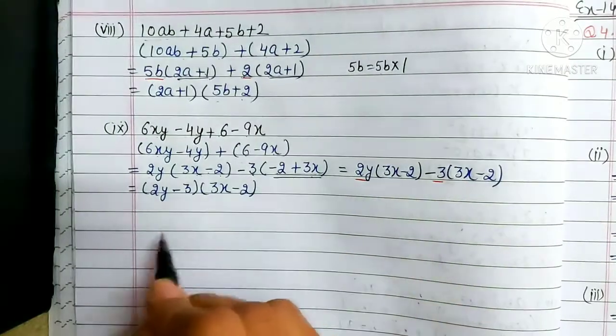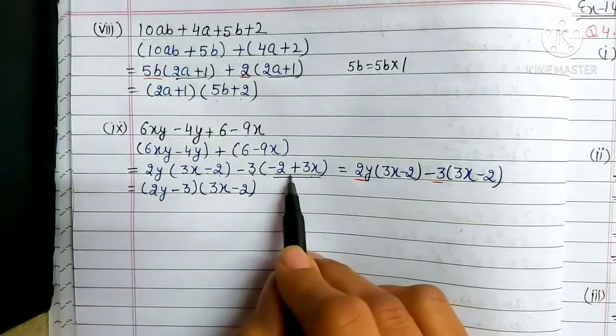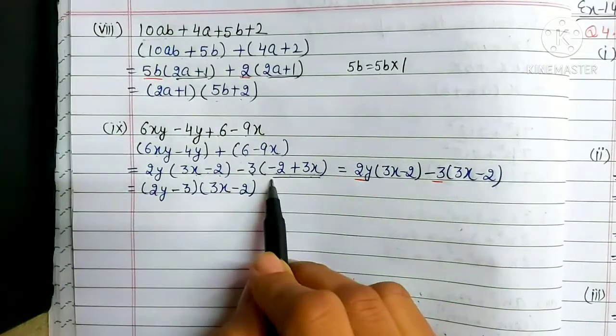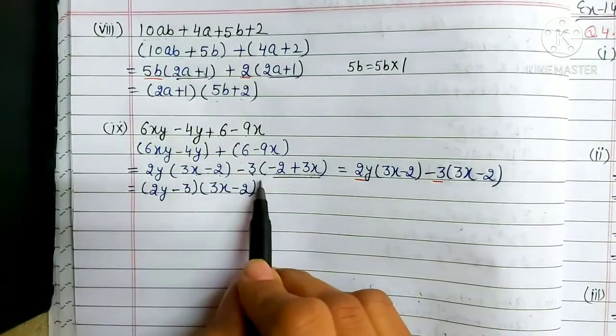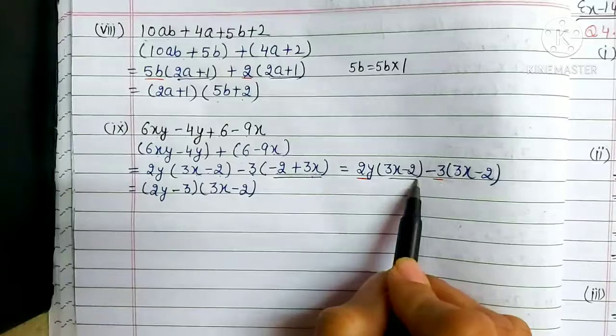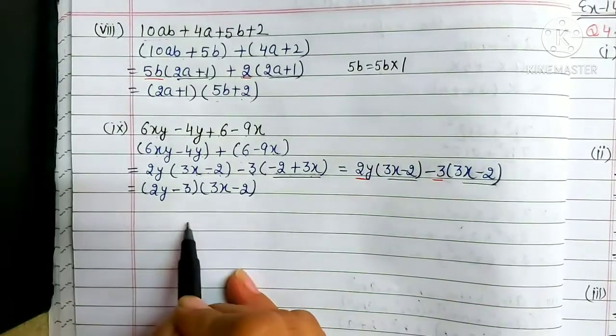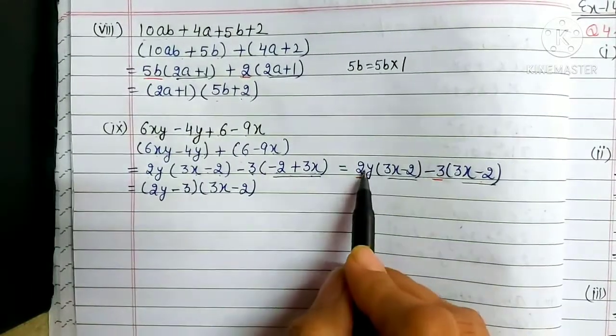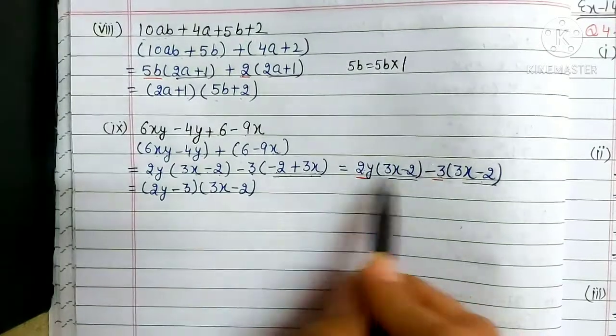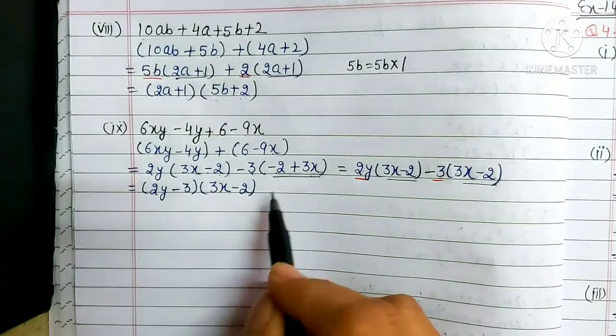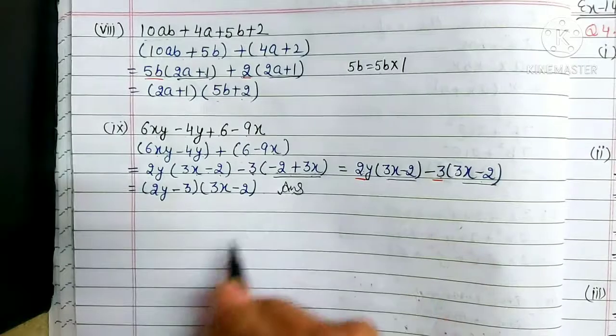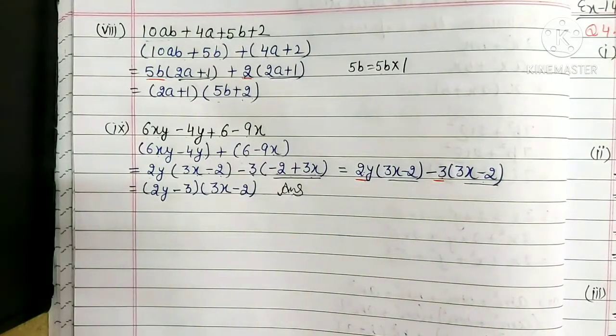Now 3x minus 2, I can write it as 3x minus 2, right? So now we can observe 3x minus 2 and 3x minus 2 is common in both the terms. What is left? 2y minus 3 is left. So this is the irreducible form of the given expression.